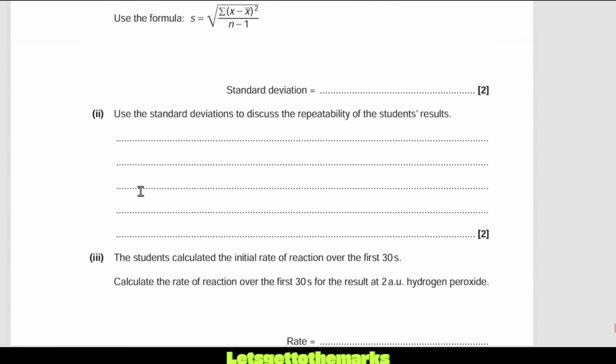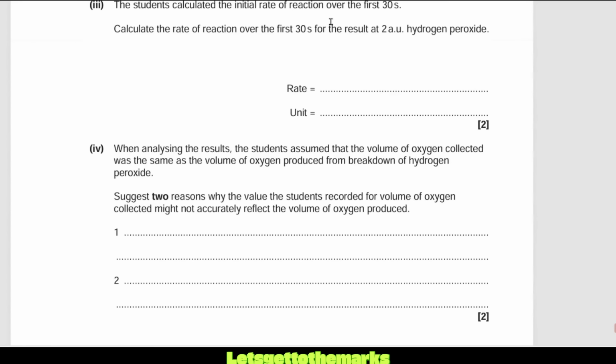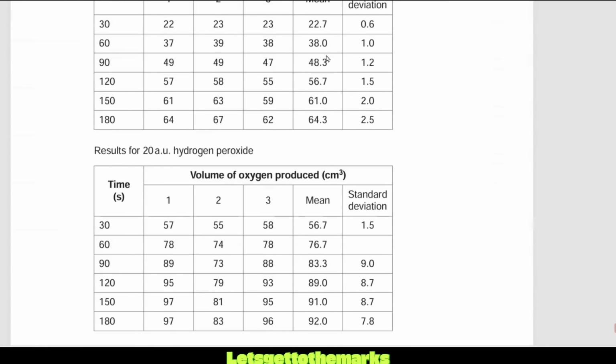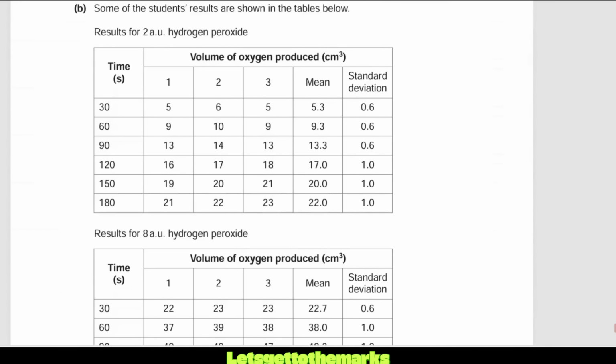Okay. The students calculated the initial rate of reaction over the first 30 seconds. Calculate the rate of reaction over 30 seconds for the result at 2 AU hydrogen peroxide. I'm going to go up to the table so we can see it. So we want the rate of reaction at 30 seconds, 2 AU. Why don't you pause the video and have a go? So you can see at 30 seconds the mean is 5.3 centimeters cubed produced. So I just want to do 5.3 divided by 30 seconds. That's centimeters cubed. So let's smash that in the calculator. Should be nice and easy, folks. Should be a dead easy mark here. 5.3 divided by 30.